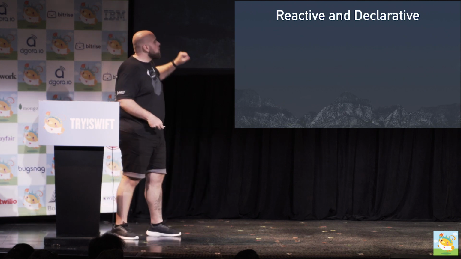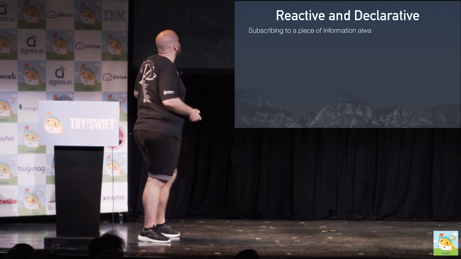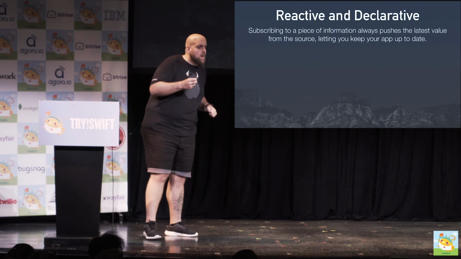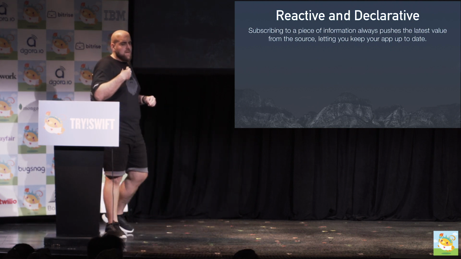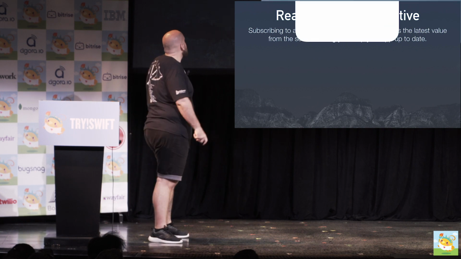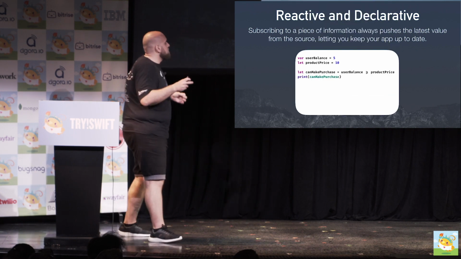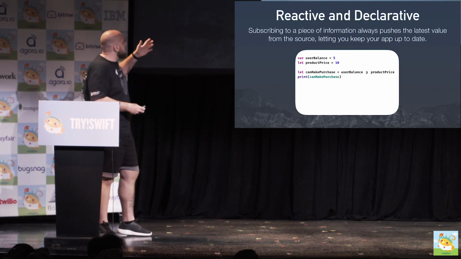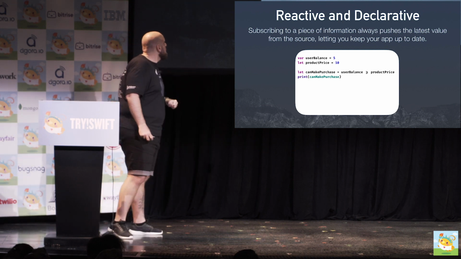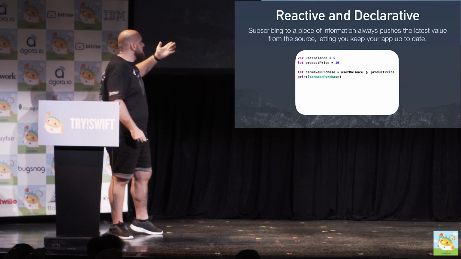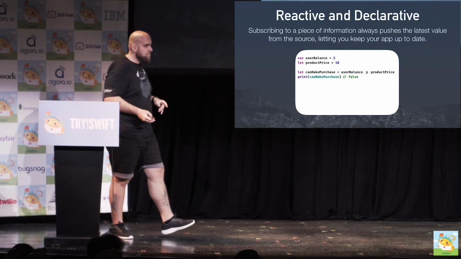Also, now the big two words, reactive and declarative, the fancy buzzwords. When you subscribe to a piece of information, you always get the latest value from it so you can update your app. So let's look at an example to really illustrate it. We have a user that has some money. They have $5 and they want to purchase a $10 product. Can they make that purchase right now? The answer is false. They don't have enough money.